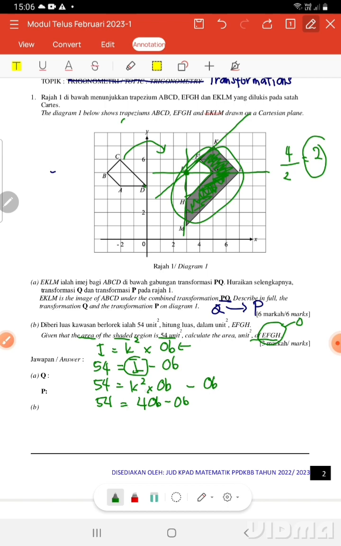Okay, so 54 is equal to 4OB minus OB. So 54 is equal to 3OB. So OB is equal to 54 divided by 3. Okay, 54 divided by 3, and then you just press your calculator. Then you will get OB is equal to 18. So OB is already your object. Here EFGH is your object. So this is your final answer.